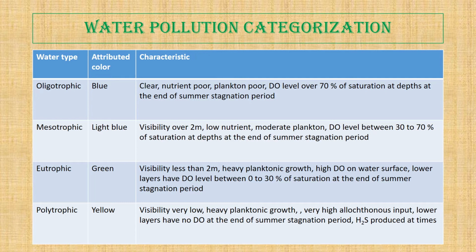The eutrophic, that is a highly nutritious water body which has high growth of both green algae as well as cyanobacteria, is assigned green color. And in eutrophic water, we generally see cyanobloom, algal blooms. Polytrophic is given yellow color. It has a very high planktonic growth and this high planktonic growth is due to the very high extent of allochthonous input. And usually the visibility is very low and it is assigned a yellow color.